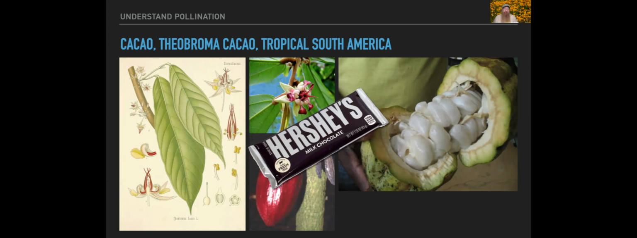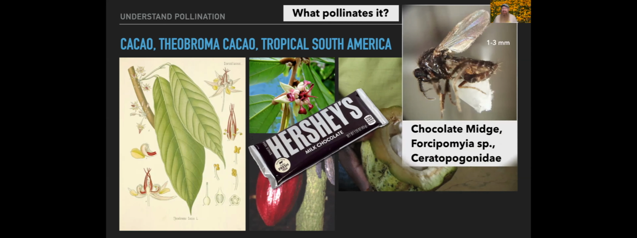Well, how did that flower get pollinated? You won't believe it. What pollinates this? Well, it is one genus of flies, very few species. They're all in the genus Forcipomyia in the Ceratopogonidae, a midge family. The chocolate midge is this one here. There's a few species that do this.